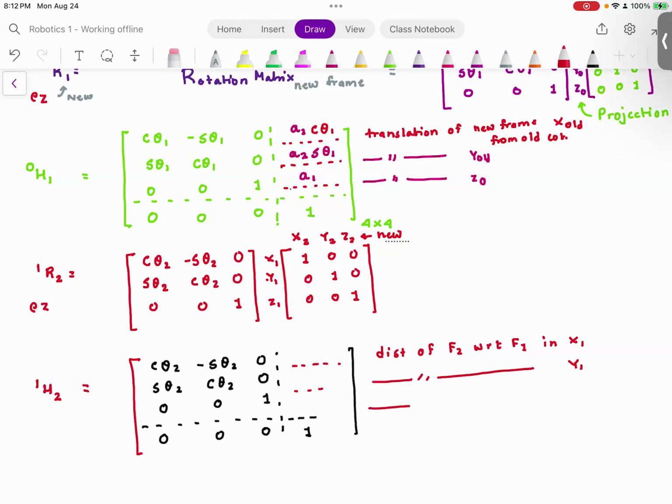Similarly, distance in z1. Do you agree with me? And just take a guess. Tell me, what would this be? A4 cosine theta 2. Everyone understood this?